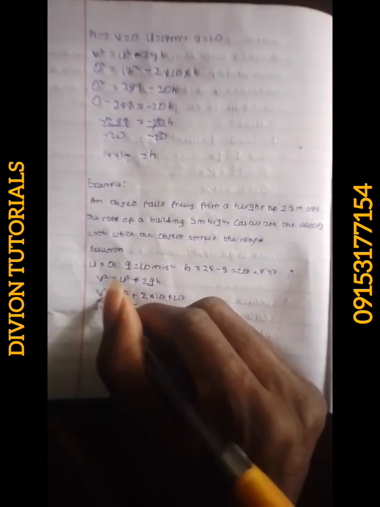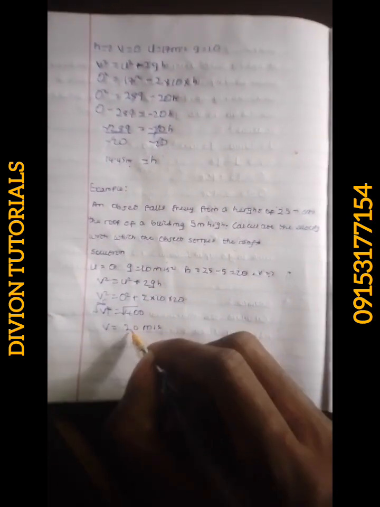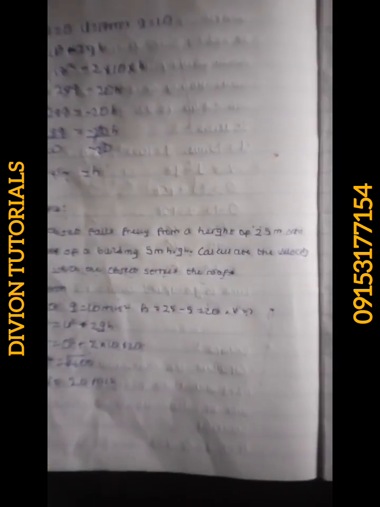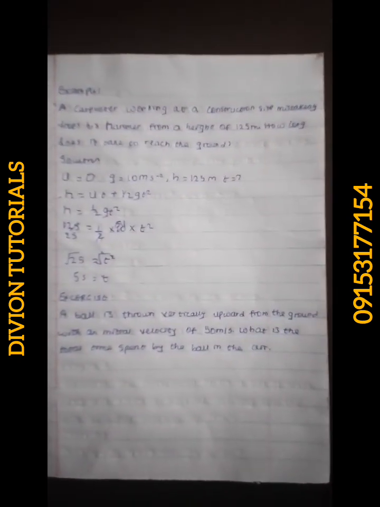Square root both sides. Square root will cancel square. The square root of 400 is 20. So V equals 20 meters per second. You see, it's very simple. Let's go to another example.